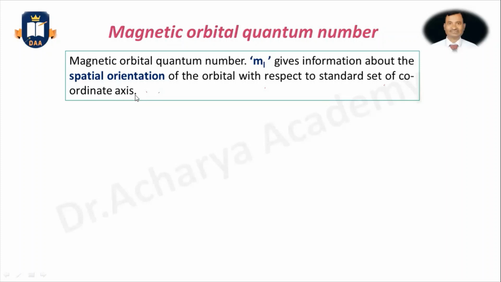If you followed my previous classes number 32 and 33, there I discussed the principal quantum number and azimuthal quantum number. Here I am discussing the magnetic orbital quantum number, m subscript l.